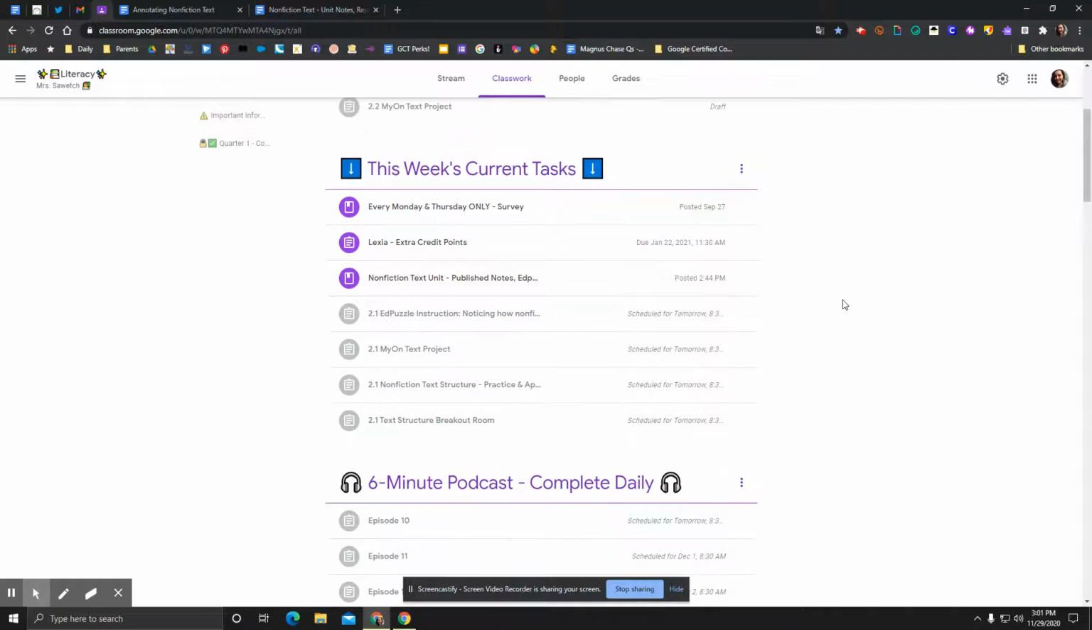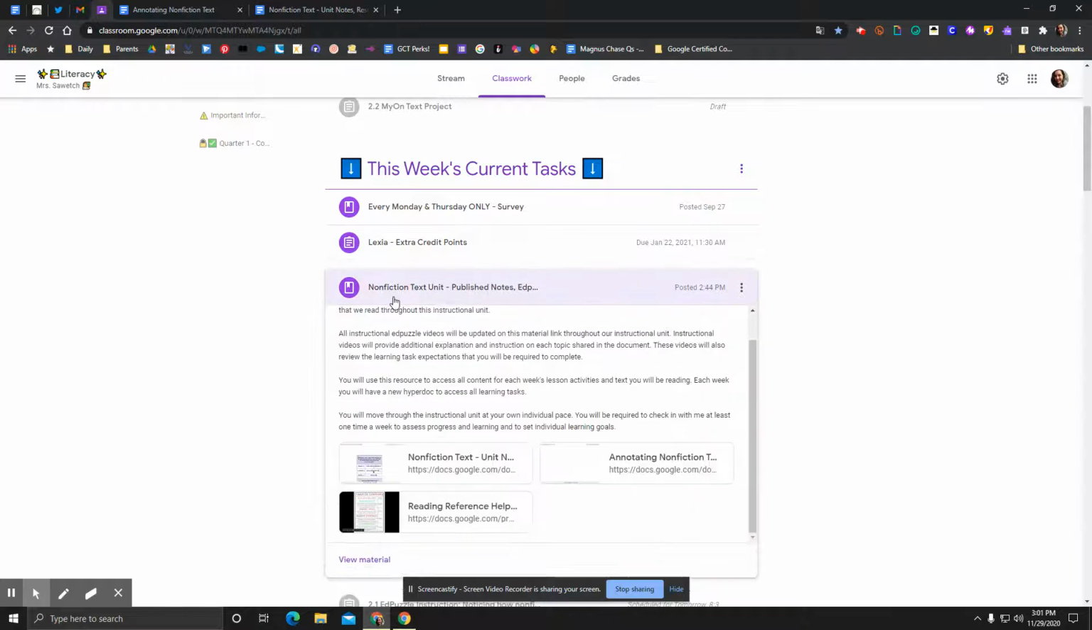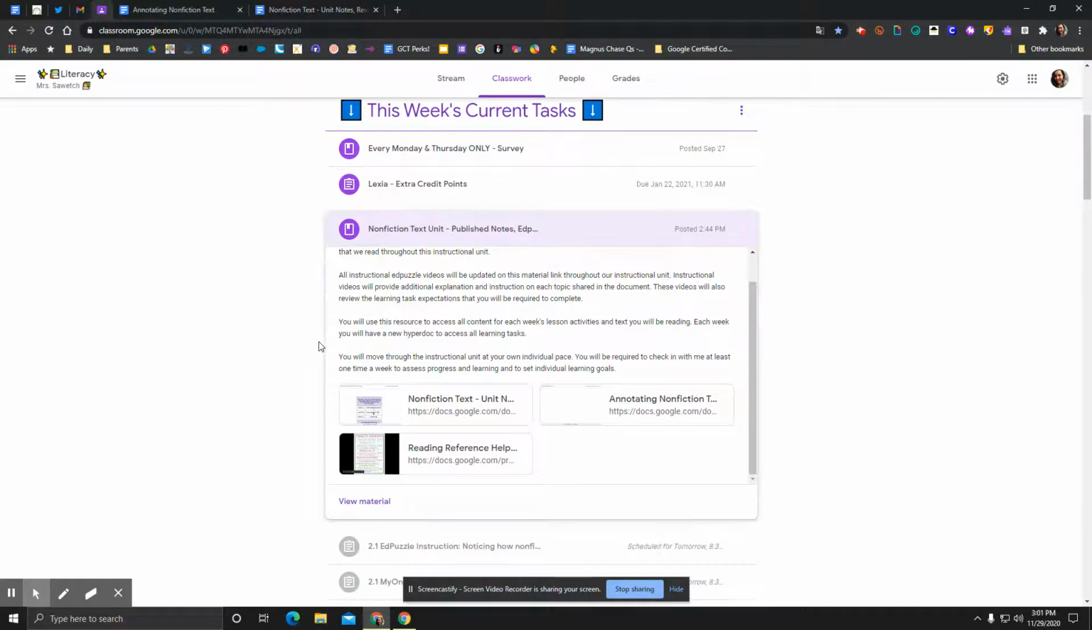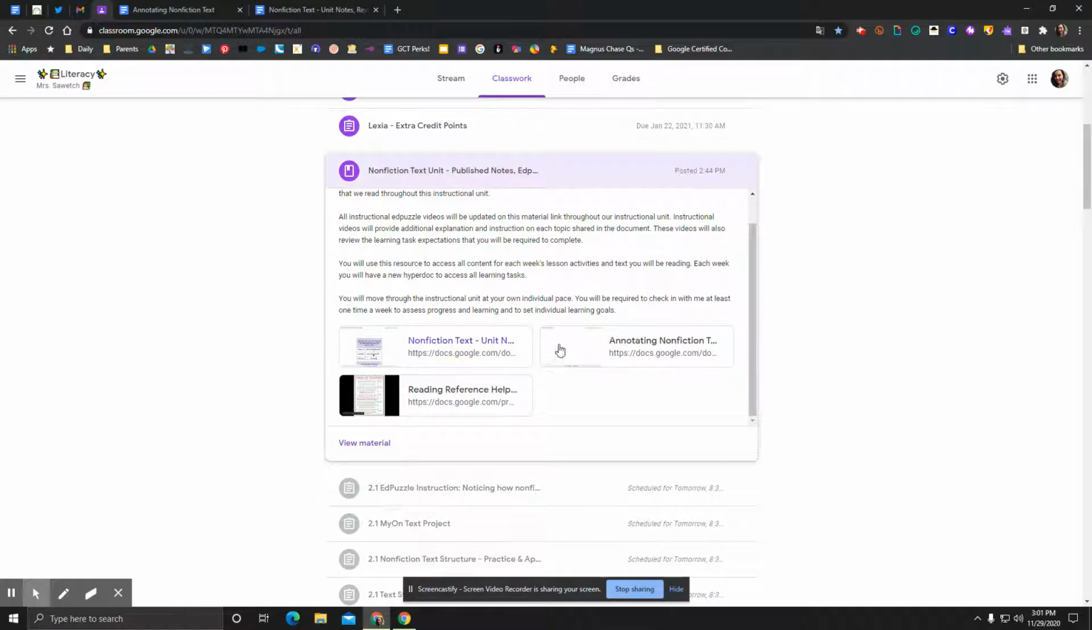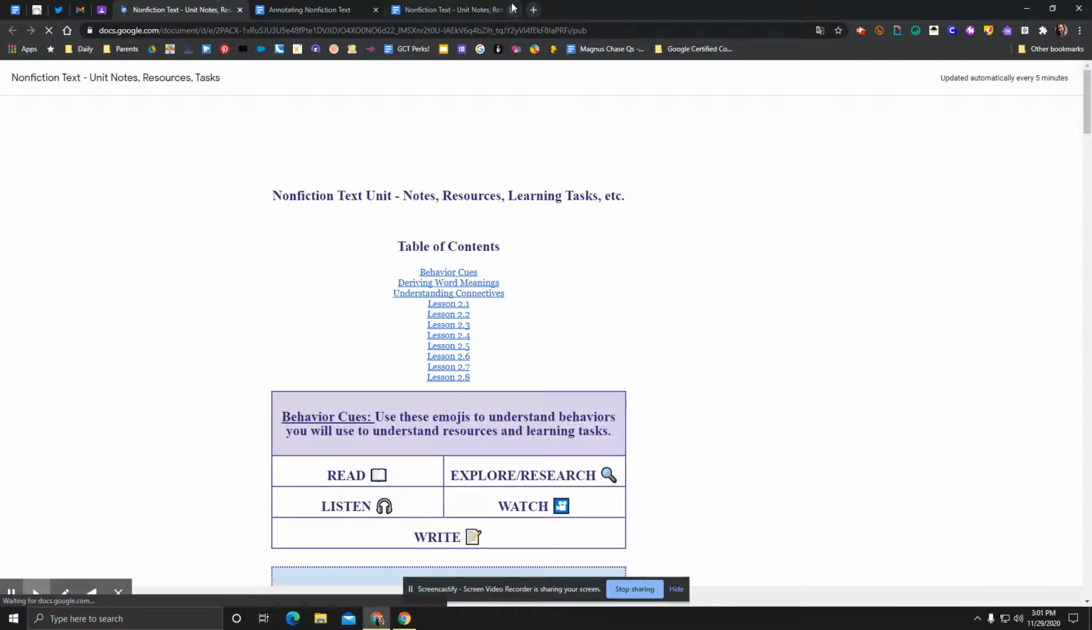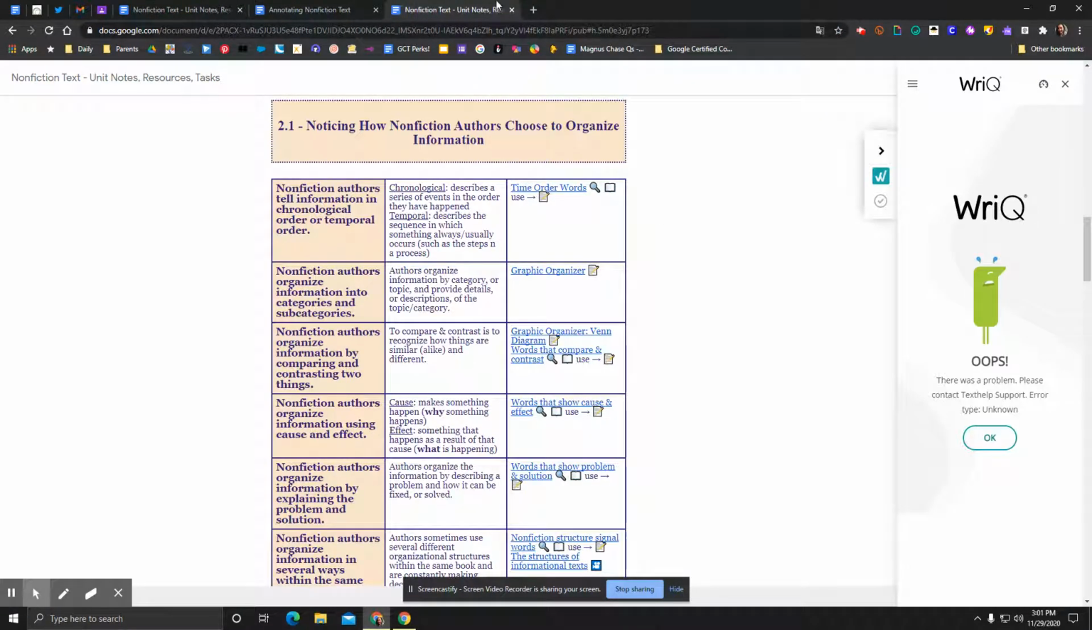Under this week's current task, you will find notes and material for a nonfiction text unit. You're going to be accessing these resources over the course of quarter two, meaning our entire quarter, to know and understand new content. If you look here, you'll see that there are 3 resources attached. The first one, our nonfiction text unit, gives us our notes here.